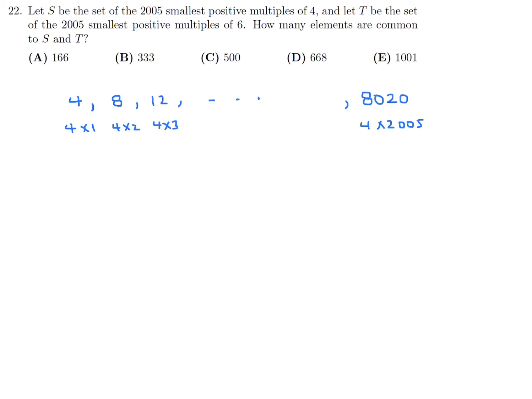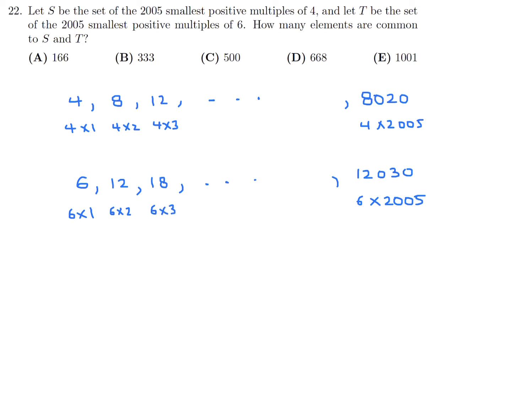And now let's turn our attention to the multiples of 6. We've got 6, 12, 18, like that, all the way till the 2005th multiple. So that'll be basically 6 times 2005, like that. And that is 12,030. Because this is 6 times 1, this is 6 times 2, and this is 6 times 3, and so on. Okay, so these are our numbers.